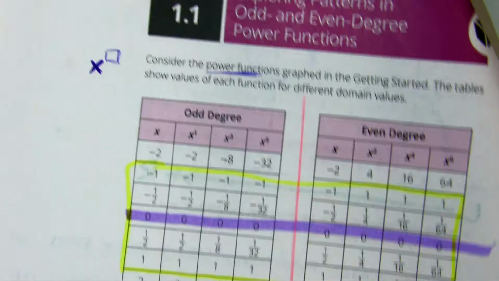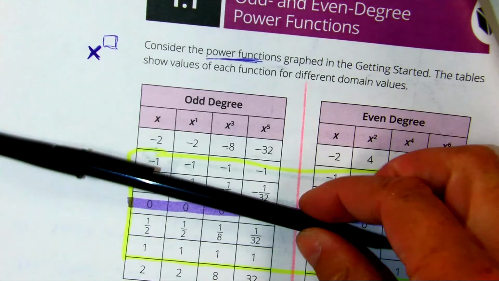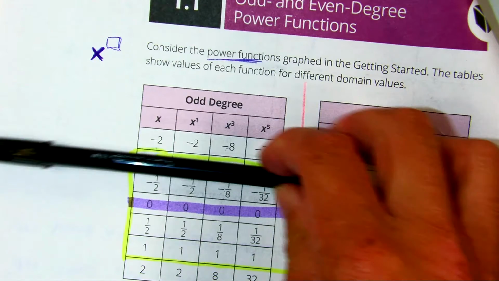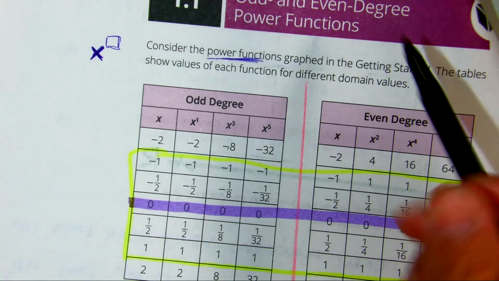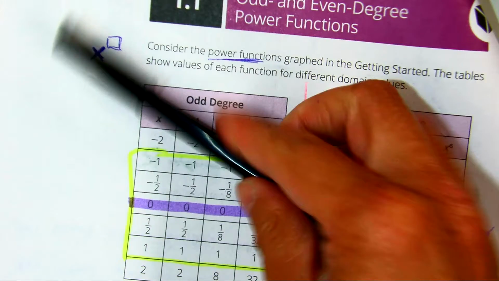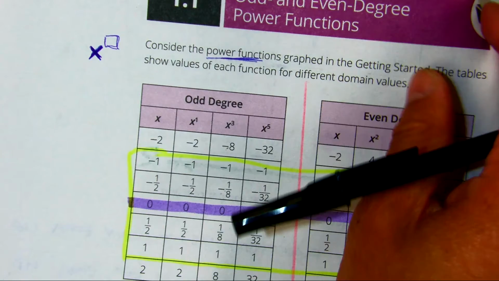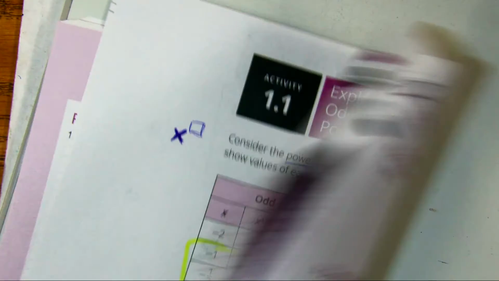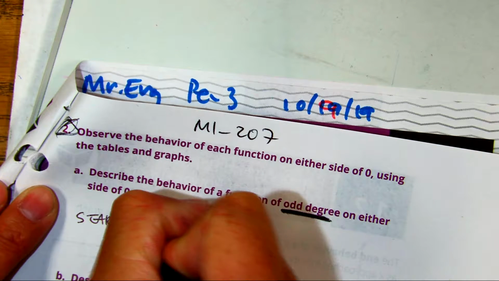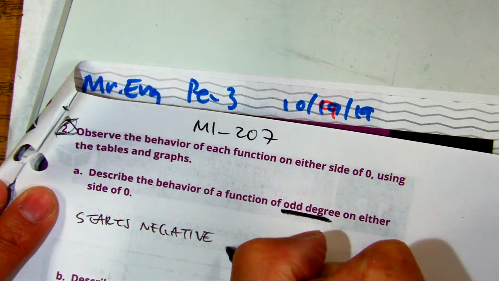Tony, is that the left or the right table? Left table. And what's happening on one side of the zero? What are these numbers you're seeing? Negative. And then what's happening as you go down? It gets positive. So negative to positive. Starts negative. Ends positive.